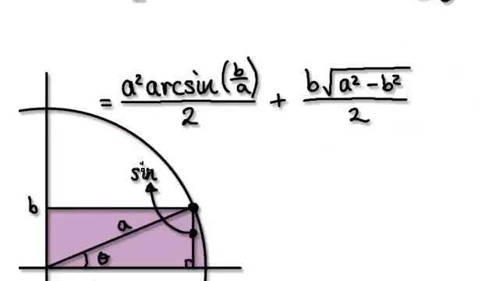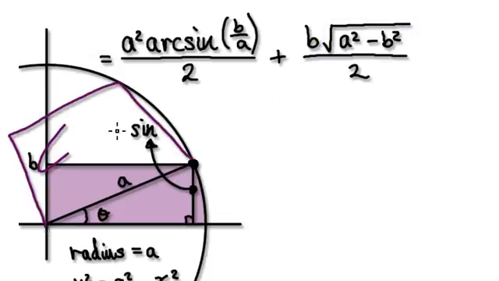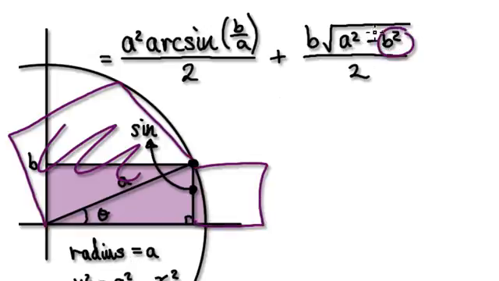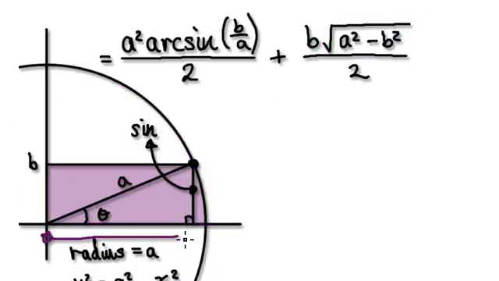Now, if you look at this bit here, this is Pythagoras. A squared is this big square here, and then b squared is this bit here. So when you square root the two, the point I'm trying to make is that when you square root this area here, it will give you this length here. So this bit here is this length here.